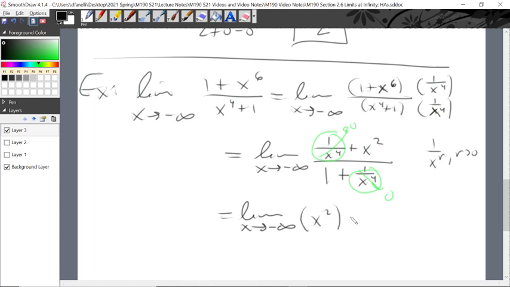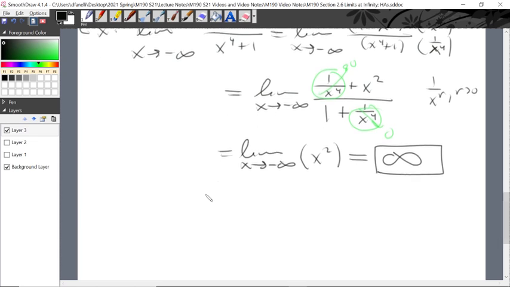What is that going to? Well, as x gets large, x squared gets very, very large, and the square of a negative real number is going to be a positive number. So this is going to positive infinity. Okay, so that would be the answer there.